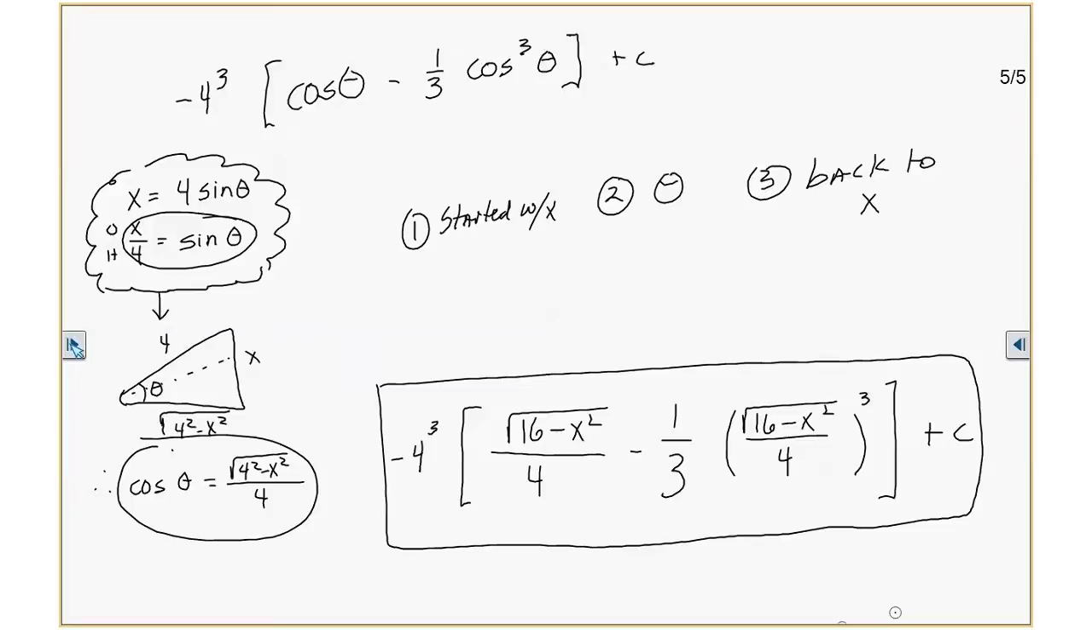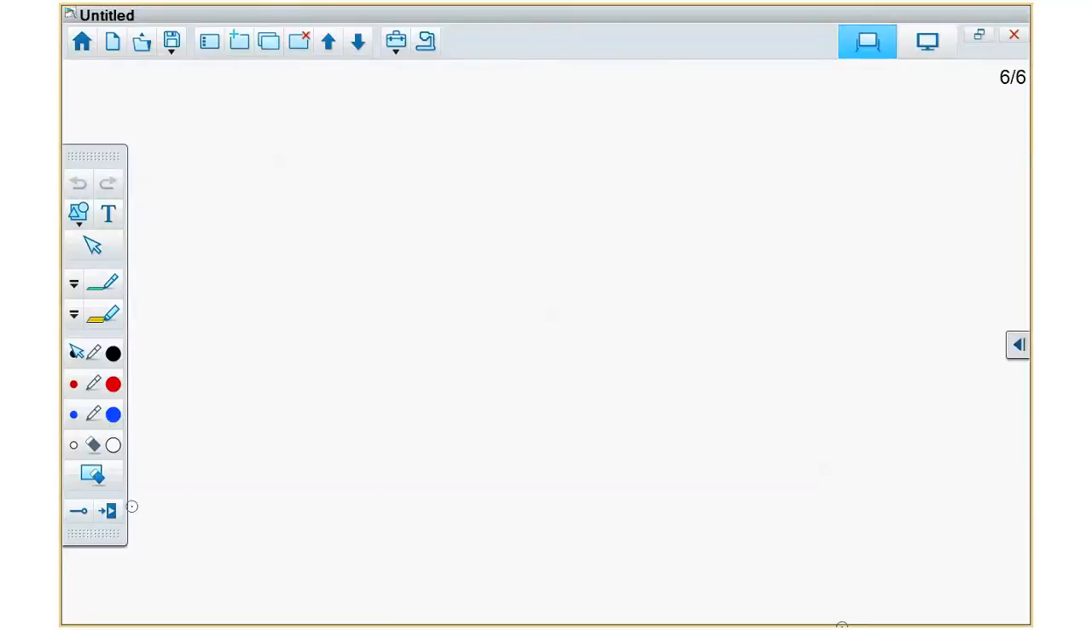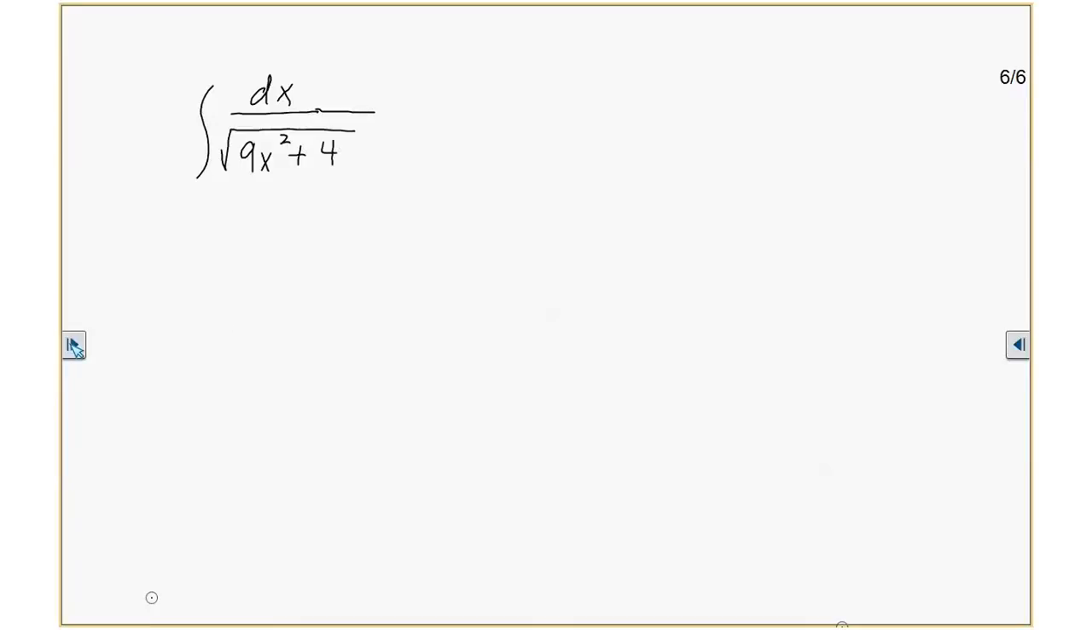All right, let's try another. I'm going to let you work on it. dx over the square root of 9x squared plus 4. All right, you start that. I'll give you about 5 minutes to work on it. You should be able to make a little bit of progress with it.